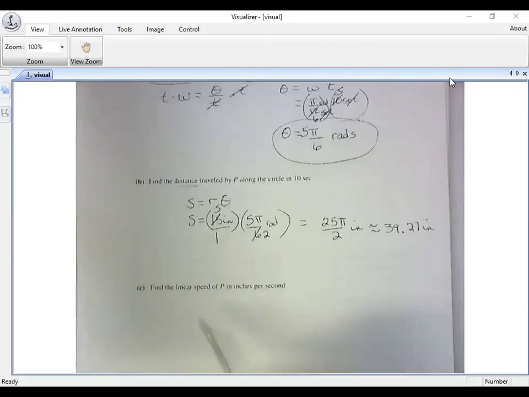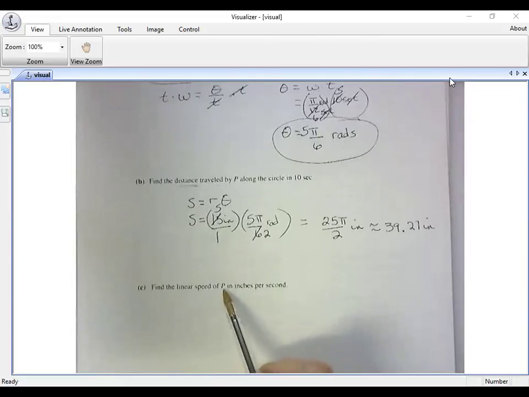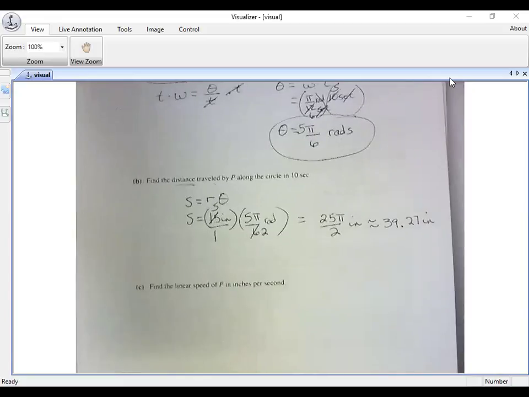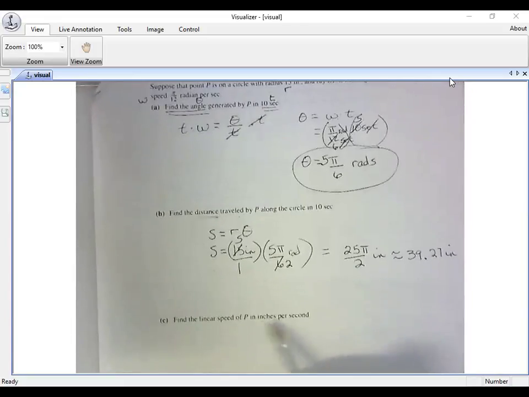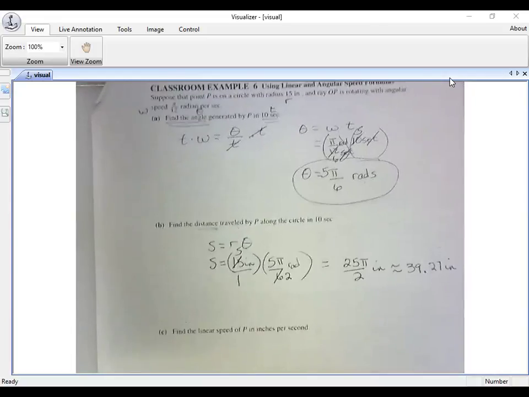So find the linear speed of p. Okay, and p is the point that's moving on the circle in inches per second. So if I'm looking for linear speed, which letter is that? Am I looking for v or am I looking for omega? That's v. Linear speed is v. And now I've got to decide, based on the information I have, which formula do I need for v? What do you guys think?